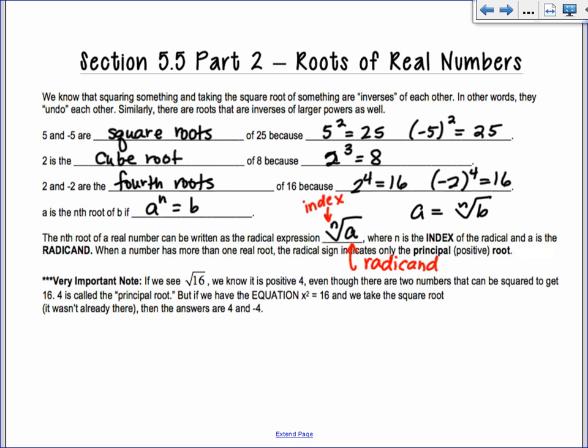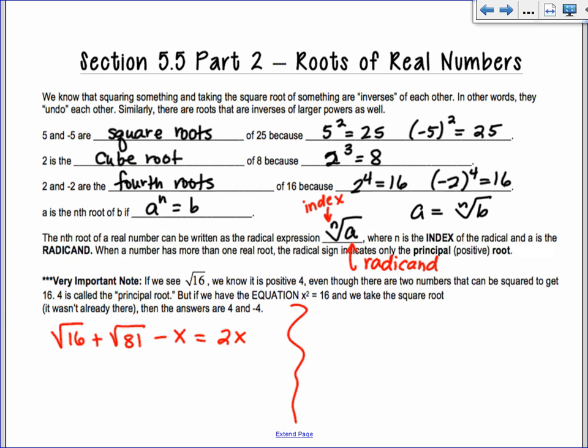When a number has more than one real root, the radical sign indicates only the principal root. So this is something that math teachers across America get wrong every single day. And it drives me crazy. We're not going to get it wrong. Okay, so there's two types of problems. The first one is when there's square roots that are already in your problem. So let's say I have the square root of 16 plus the square root of 81 minus x equals 2x. So that's the first type of problem.